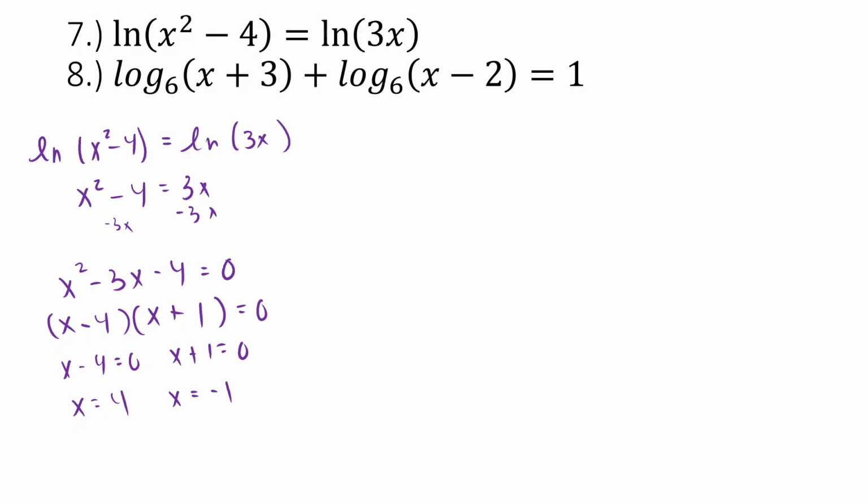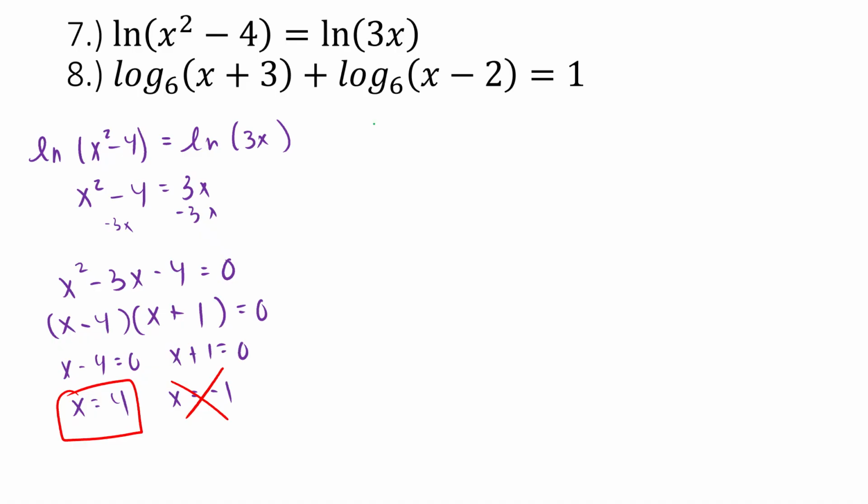And again, we need to make sure we go back and check. So 4 squared minus 4 is positive. So what I'm doing is quickly taking the 4 and saying, okay, 4 squared minus 4 is positive, 3 times 4 is positive. -1 squared is 1, 1 minus 4 is negative, so that's not going to check. Or you can get it over here, 3 times -1 is -3, so that will not check. So this is one where only the 4 checks.